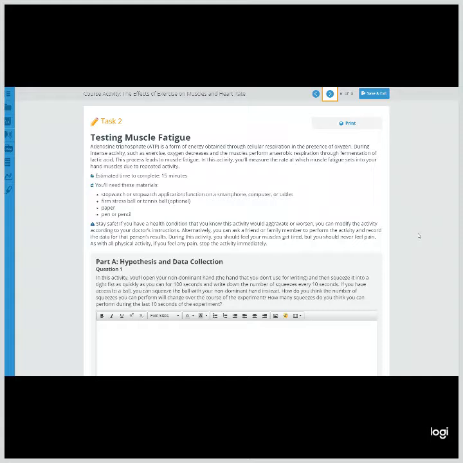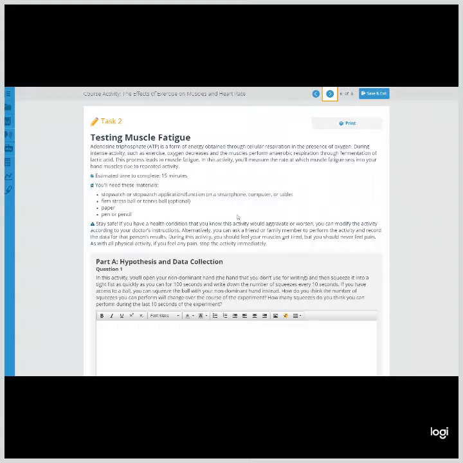During intense activities such as exercising, oxygen decreases and the muscles perform anaerobic respiration, which is fermentation of lactic acid. So basically it's creating energy a different way without oxygen. This process leads to muscle fatigue. In this activity, you'll measure the rate at which muscle fatigue sets into your hands due to repeated activity.